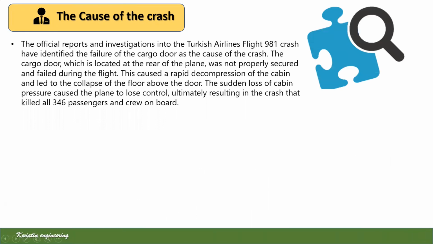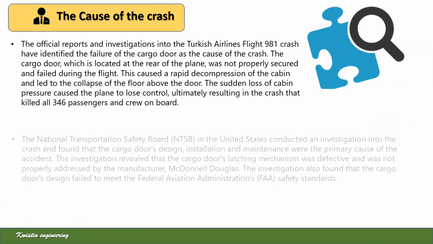The official reports and investigations into the Turkish Airlines Flight 981 crash have identified the failure of the cargo door as the cause of the crash. The cargo door, which is located at the rear of the plane, was not properly secured and failed during the flight. This caused a rapid decompression of the cabin and led to the collapse of the floor above the door. The sudden loss of cabin pressure caused the plane to lose control, ultimately resulting in the crash that killed all 346 passengers and crew on board.